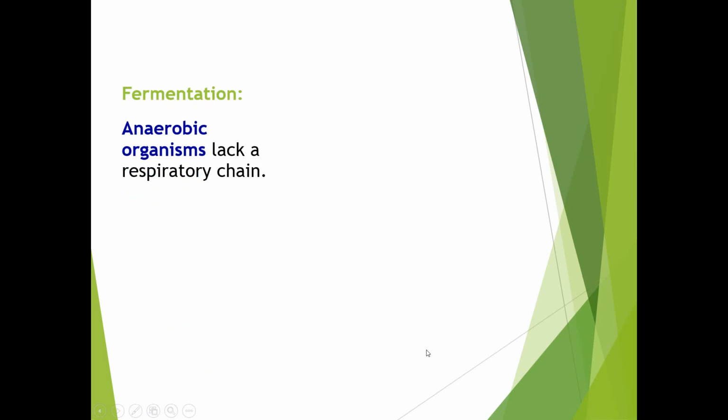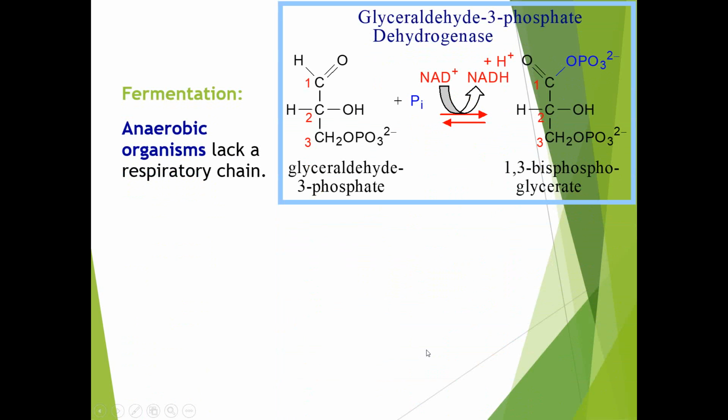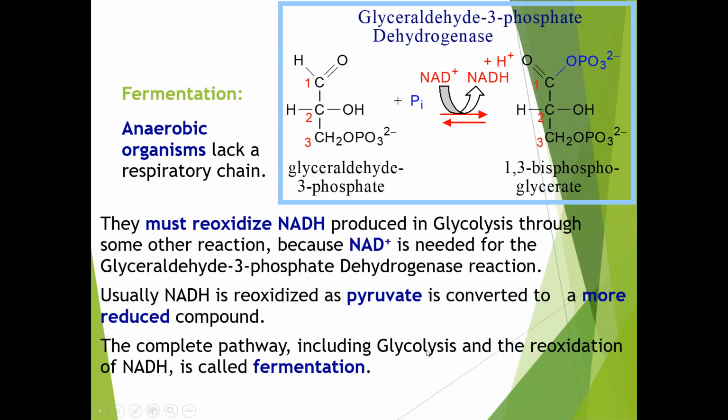Now we will proceed towards glycolysis in anaerobic organisms. That reaction is also known as fermentation. Anaerobic organisms lack a respiratory chain. They must reoxidize the NADH produced in glycolysis through some other reactions because NAD is needed for the glyceraldehyde 3-phosphate dehydrogenation reaction. Usually NADH is reoxidized by pyruvate, which is converted to a more reduced compound. The complete pathway including glycolysis and the reoxidation of NADH is called the fermentation pathway.